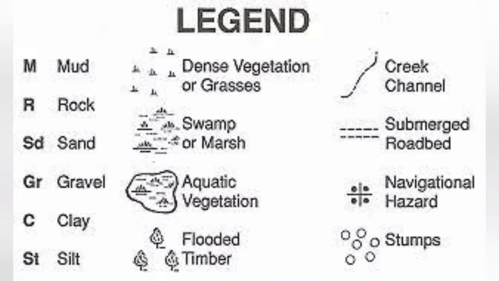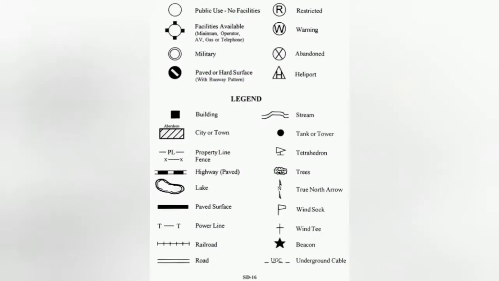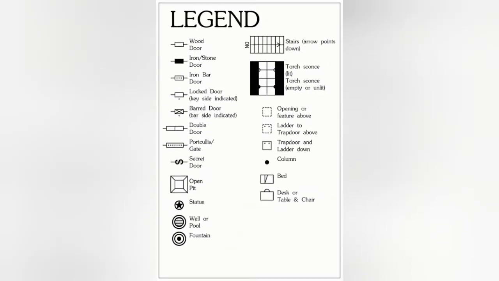There are also different kinds of legend, so not all are the same. In this one, you can see a windsock, trees, streams, windy, beacon, railroad, road, paved surface, and also lakes. The next one is quite different from the other one. In this one, we have pool, fountain, and bed. This is a legend where you can see almost different symbols in the map.